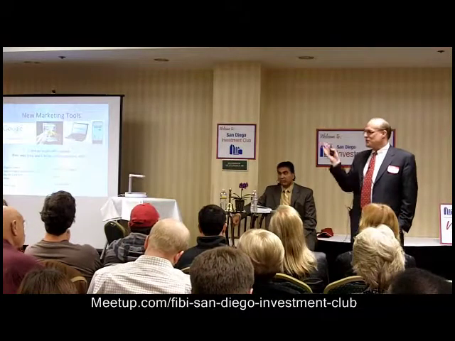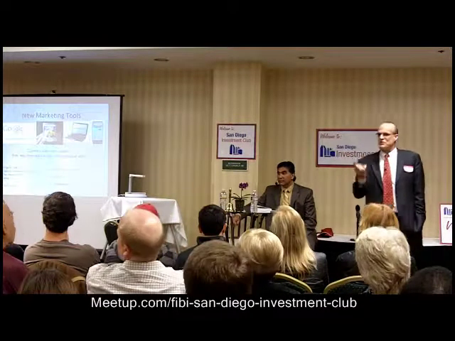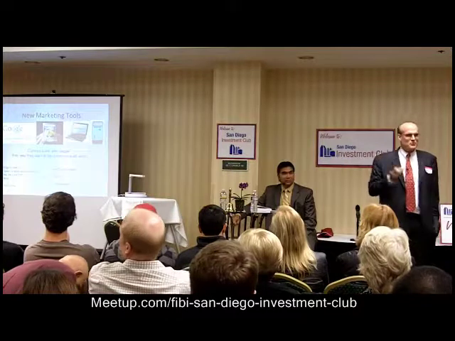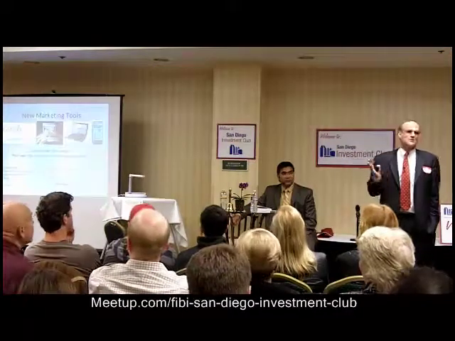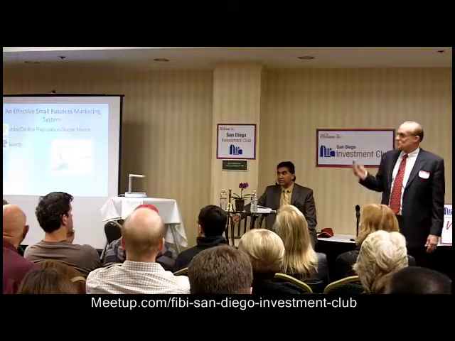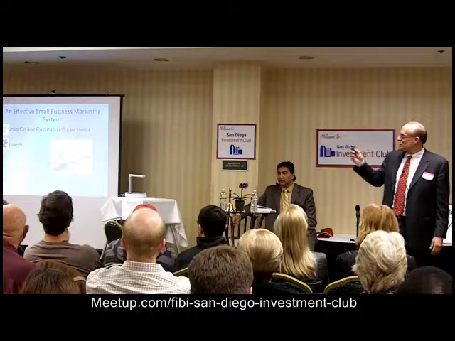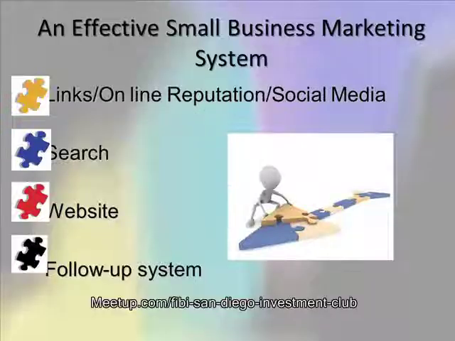And then you have to assume in this world, people want to be communicated with in a variety of different ways. Some are phone people, some are text people, some are email people, some are direct mail people. Pretty much, as a small business owner, you're going to have to communicate with everybody the way they want to be talked to, not just the way that you want to talk to them. You're going to have to use all of the different mediums to connect with them. So those are the 4 basics of creating an effective small business marketing system. Links, showing up in essential searches, website, and having a follow-up system.